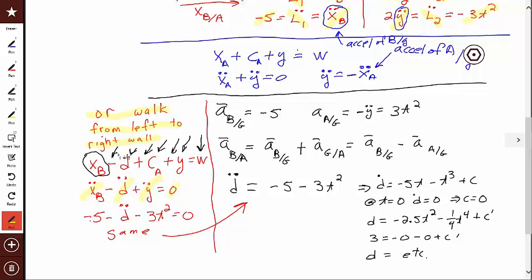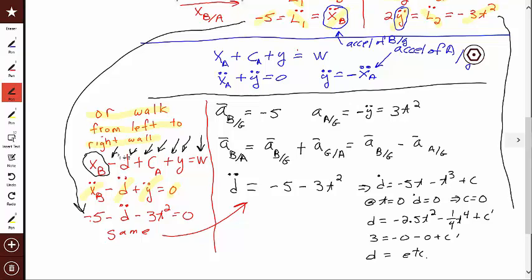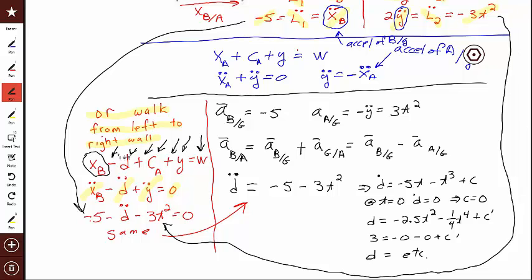So this is an equation that relates the D to the other values. So what is XB double dot? Well, from up here, I know that XB double dot is -5. What is Y double dot? Well, Y double dot is negative 3t squared. So I put those values in, and I solve for D double dot. D double dot ends up being this value right over here.